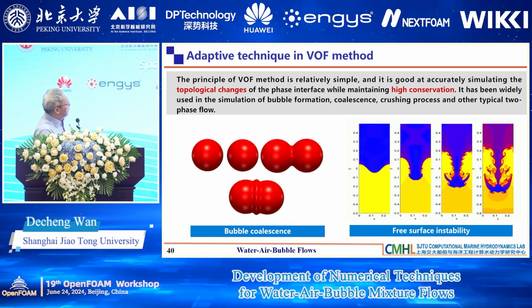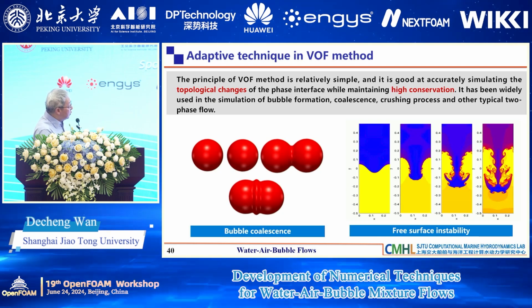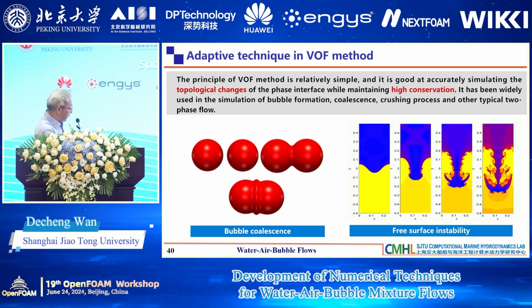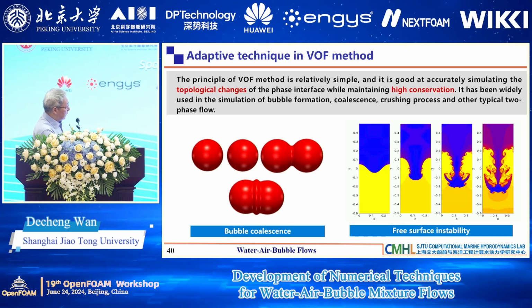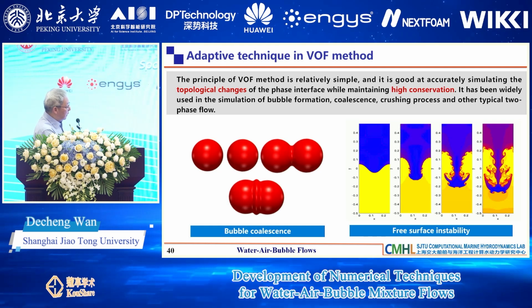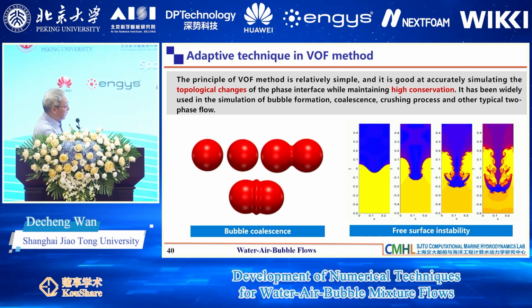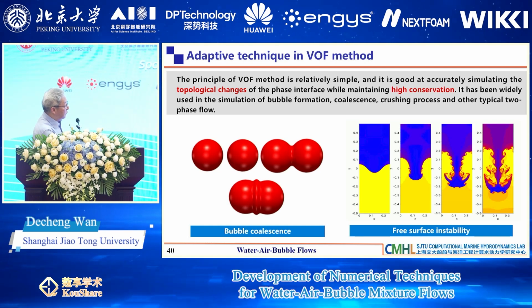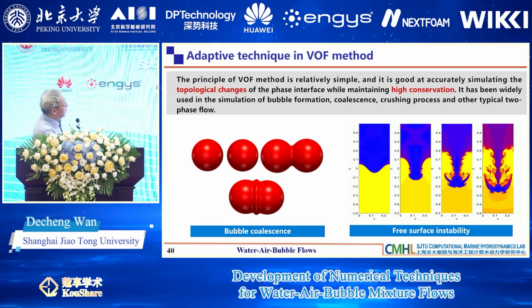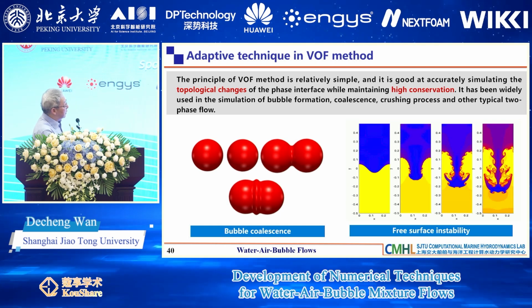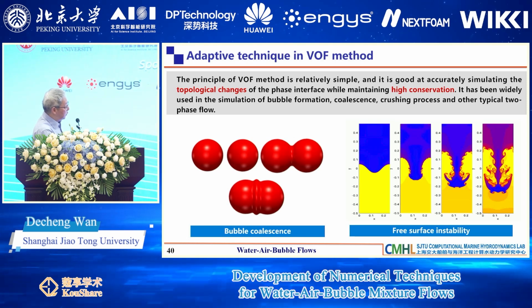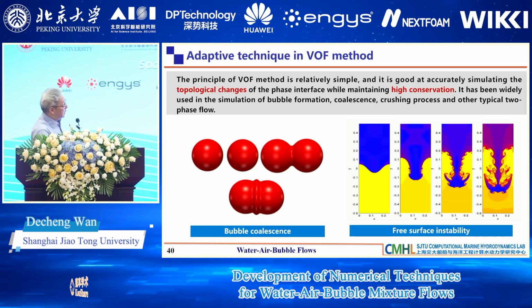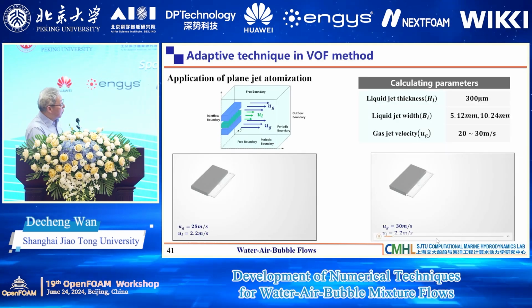So I show you one example. This is bubble coalescence. You see these two bubbles merge together, and then the free surface becomes unstable. If you use the adaptive techniques, you can capture the very detailed instability of the free surface.